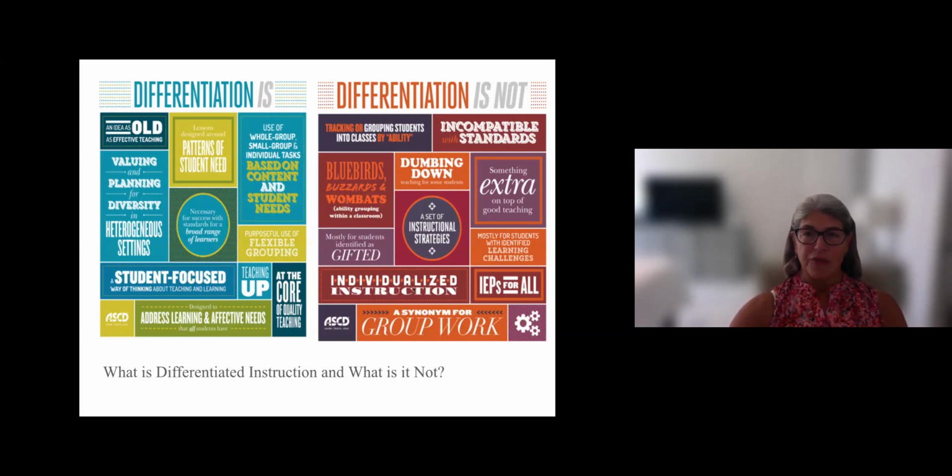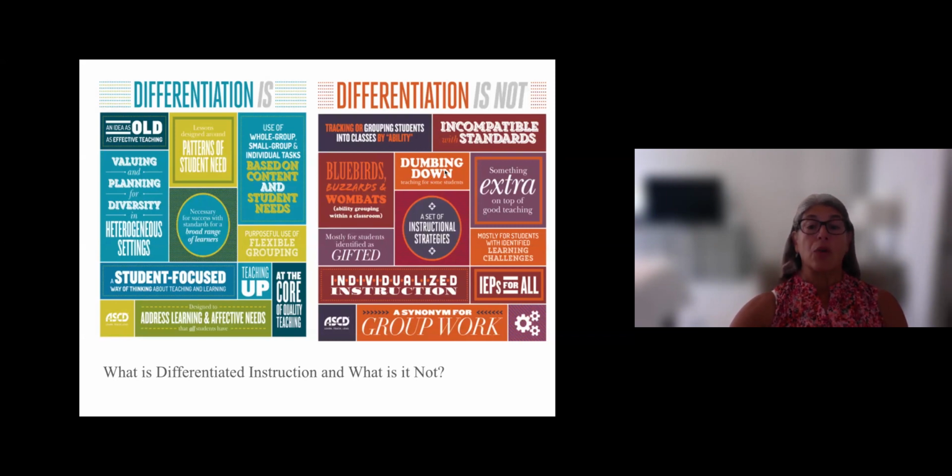Yes, all students are different, but you're not going to have a different lesson plan for every student. You could just have 2 groups, maybe 3 groups, but you're not going to have a different lesson plan for every student, which is kind of like IEPs for all. It's not that. Okay. Differentiation is teaching up. It is not teaching down.